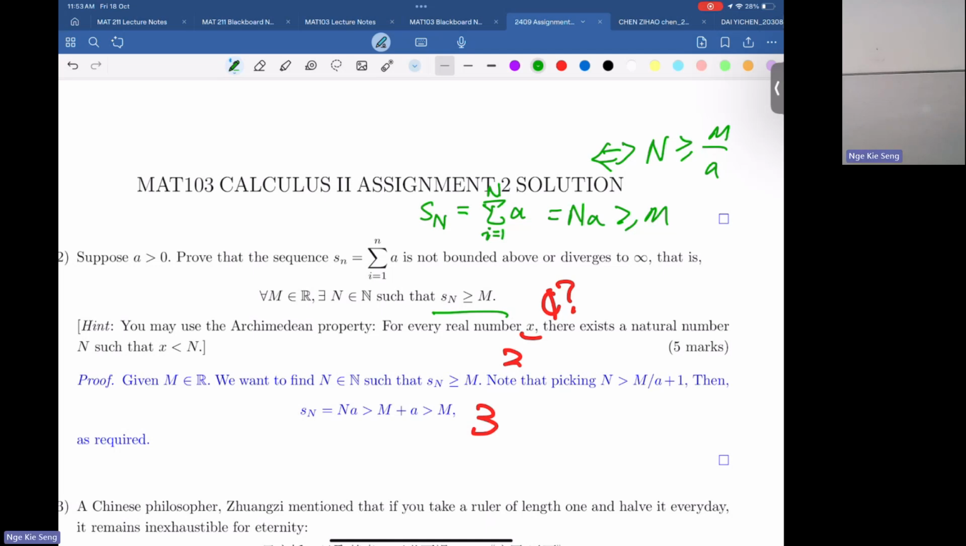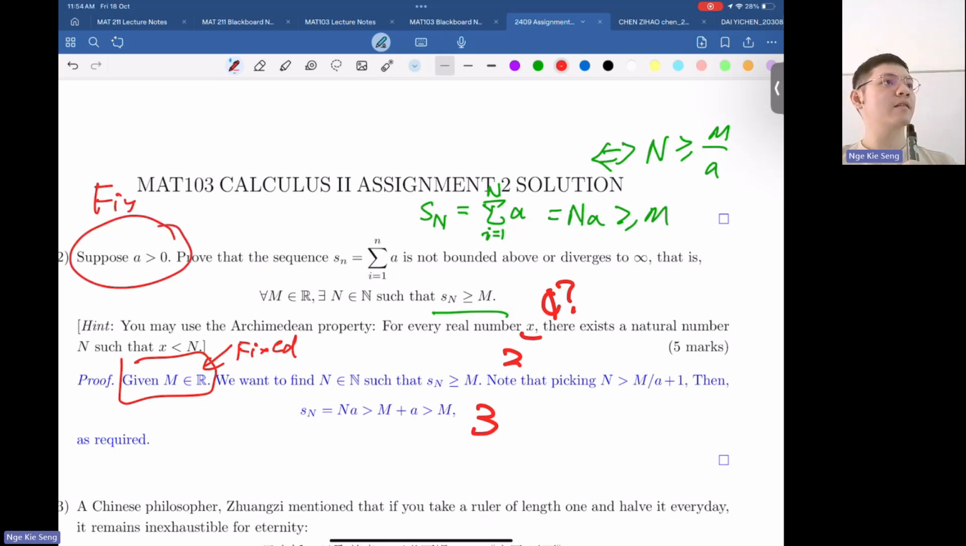Why is M over A a real number? M is the one that you fixed already before. You already took an M, so M is fixed already. A, right? A is also fixed already. So two fixed numbers divided, still a real number. By the Archimedean property, you have an N that is greater than that number. Done? Can you see the logic?